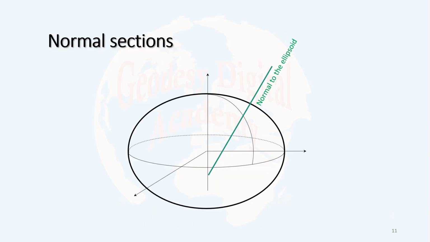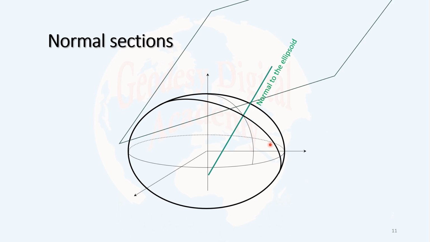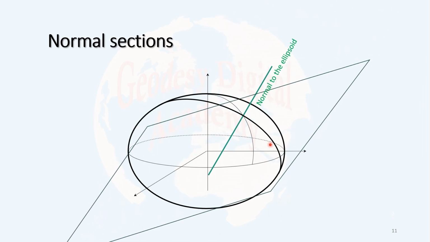One normal to the ellipsoid. If I consider a plane passing through this normal, and by that plane I cut the surface of the ellipsoid, I get this intersection. Now consider another plane which contains this normal to the ellipsoid, with the rotation. Then I continue it to the ellipsoid and cut the ellipsoid again.